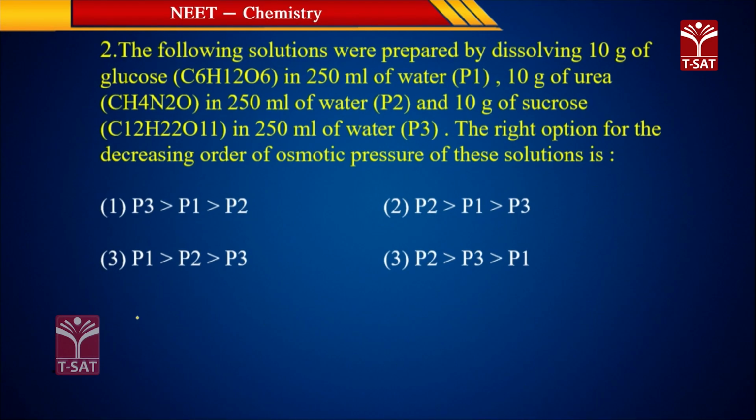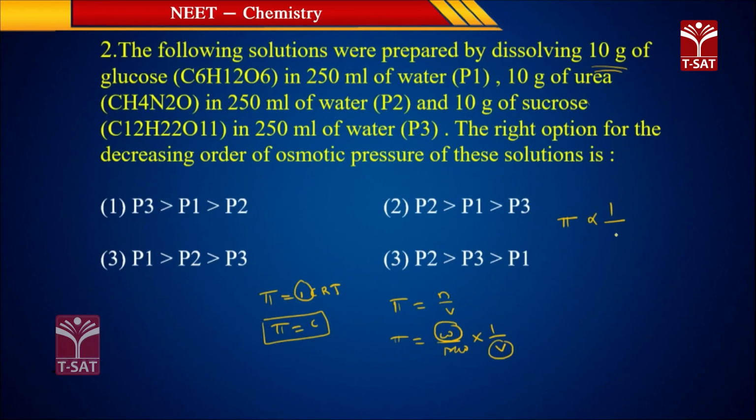You got this? One more time I am explaining this. Pi is equal to iCRT, i is the same, right? R and T are also the same, so pi depends on C, which is n by V, that is weight by molecular weight into 1 by volume. Volume and weight are the same, as given in the question. So osmotic pressure depends on 1 by molecular weight. As molecular weight increases, osmotic pressure decreases, right.